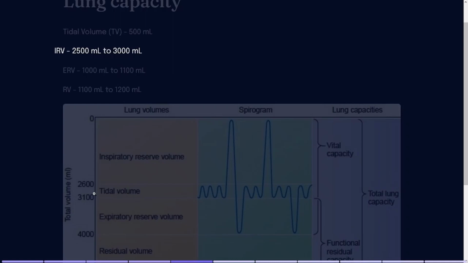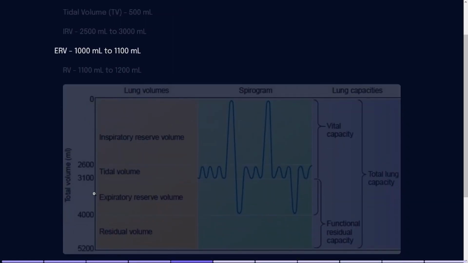Tidal volume is the air generally expired and inspired without any forceful expiration or inspiration. Inspiratory reserve volume is how much more air a person can take in just after a normal inspiration. Expiratory reserve volume is how much air a person can expire after a normal expiration. So after a normal expiration, which is the tidal volume, you can still remove some air from your lungs, and that is called the expiratory reserve volume, which is 1000 ml to 1100 ml.